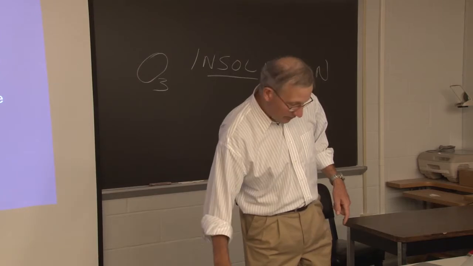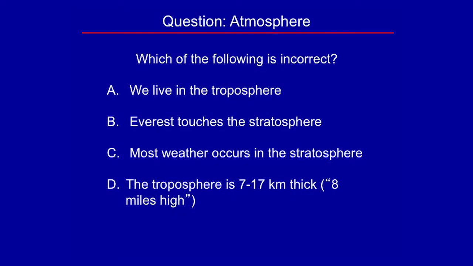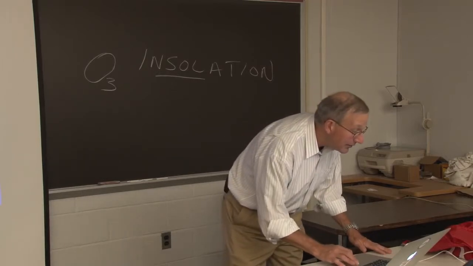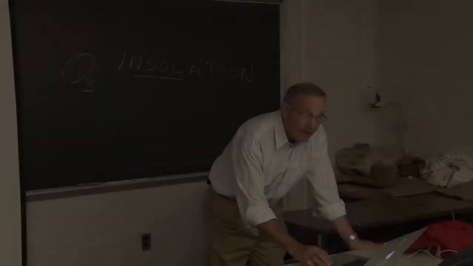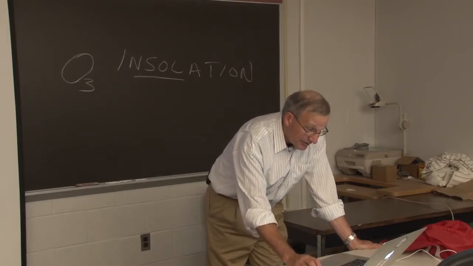So we're going to have a couple clicker questions here. Which of the following is incorrect? You just use your clicker if it's A, B, C, or D. A, we live in the troposphere. B, Everest touches the stratosphere. C, most weather occurs in the stratosphere. Or D, the troposphere is 7 to 17 kilometers thick. So I have to click on the response system. Hang on a second. Everybody click in? So everybody got C. Most weather occurs in the stratosphere.